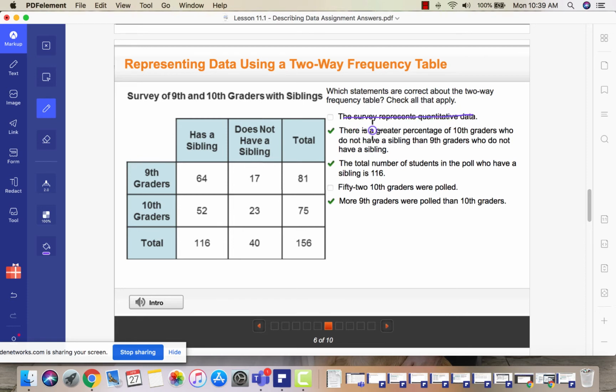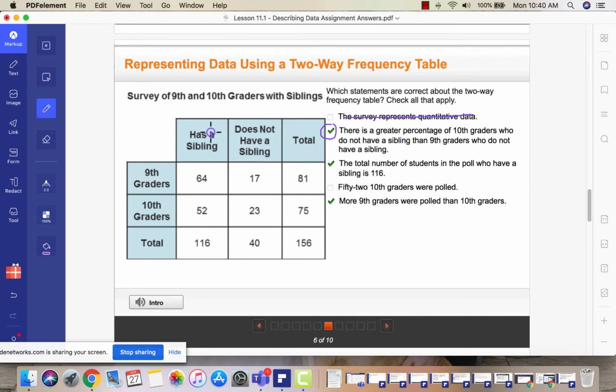Then it says there is a greater percentage of 10th graders who do not have siblings than 9th graders who do have siblings. Right. So we're going to look at 10th graders who do not have siblings. There's 23. And then there are 17 9th graders that do not have siblings. So this would be a true statement because there are more 10th graders that do not have siblings than 9th graders.